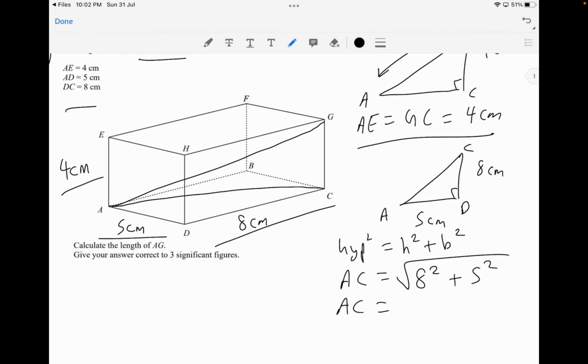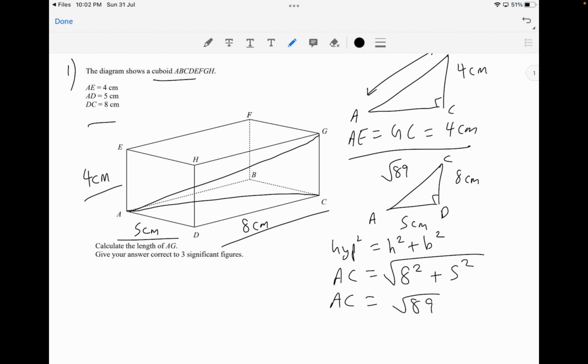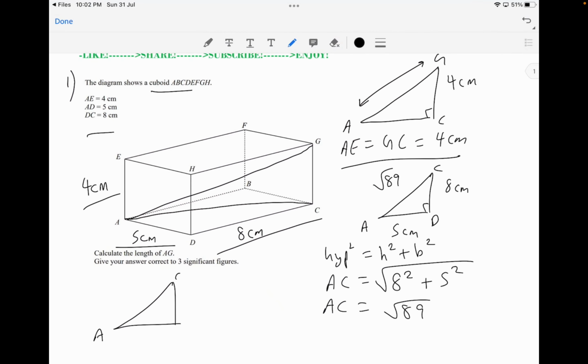Now the value of AC, we can either leave as a surd or as a decimal. I would advise leaving it as a surd since it's much better, but you can leave it as a decimal if you like. So we know that AC is the square root of 89. Now if I draw this triangle here for more clarification, you have A, G, and C. We know that GC is 4 centimeters and AC is the square root of 89.